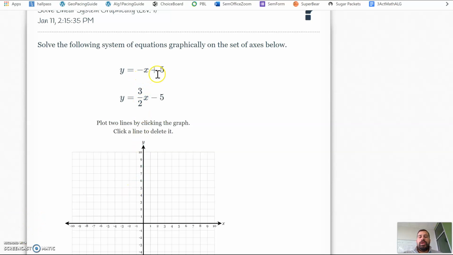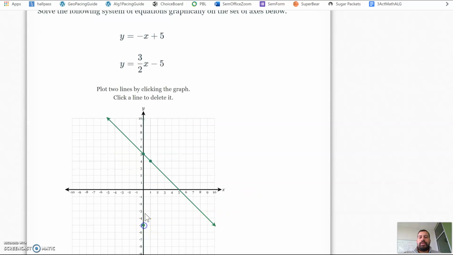So the first equation, I'm starting up at 5. I plot a point at 5. I have a slope of -1, so I'm going down 1 and over 1, and there's that line. The second line, I go down at -5. That's the y-intercept. The slope is 3/2, so I go up 3 and over 2, and I plot a point. Once you've done both lines and you've graphed them correctly, you're looking for that intersection point.